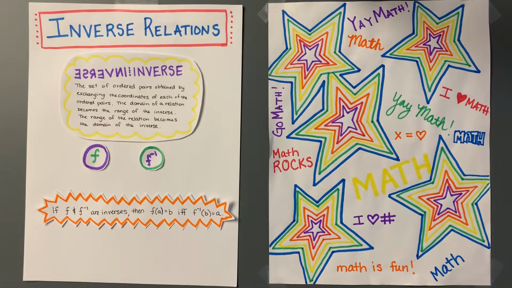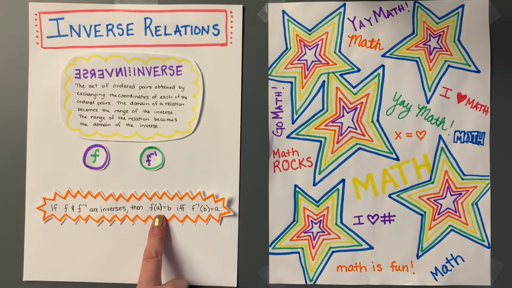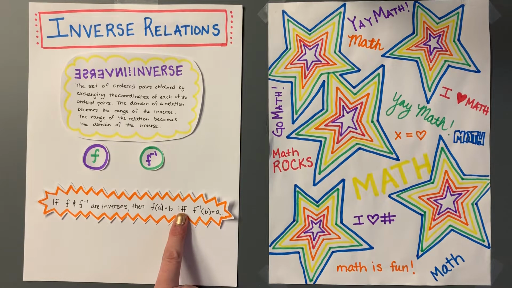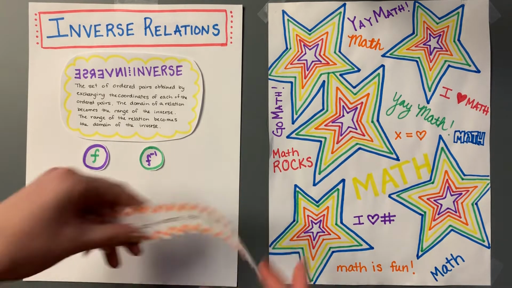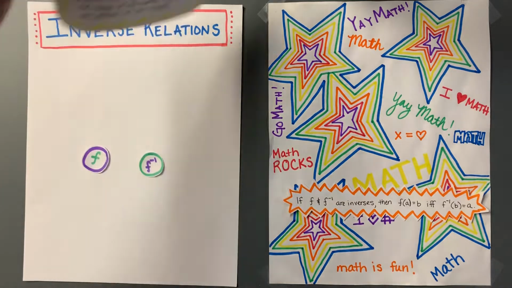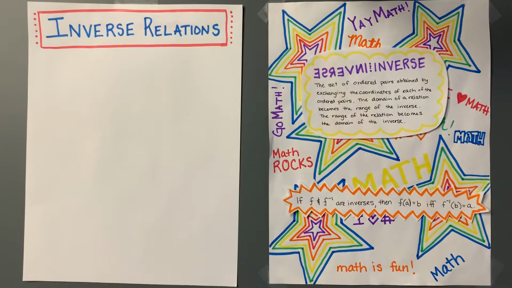Another way of saying this is if F and F inverse are inverses, then F of A equals B if and only if F inverse of B equals A. Let's look at an example of how we use this.